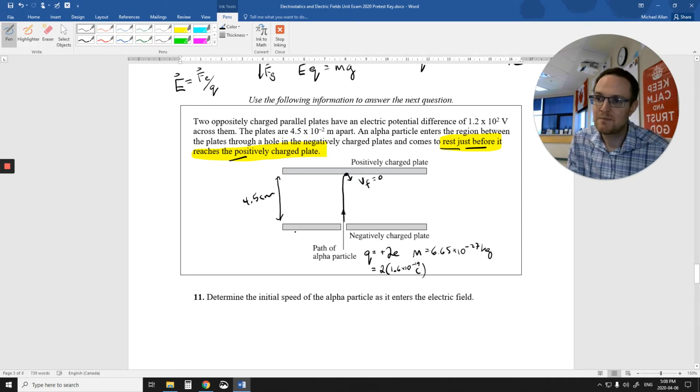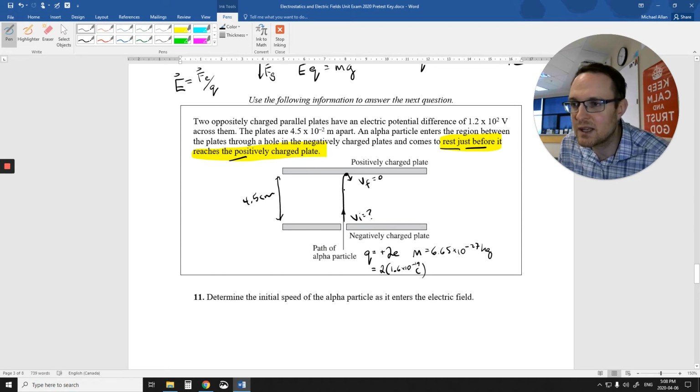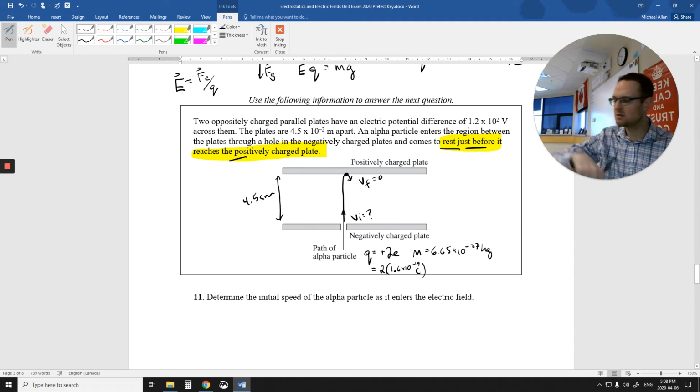Okay? If they tell us the initial velocity, do they? Oh no, that's what we're trying to find in this case. We're trying to find how fast does it have to be going just so that it does that. So it just comes up here, touches the other side, maybe goes in the plate, but if it doesn't, it'll come back down and accelerate back down. Kind of just like projectile motion.